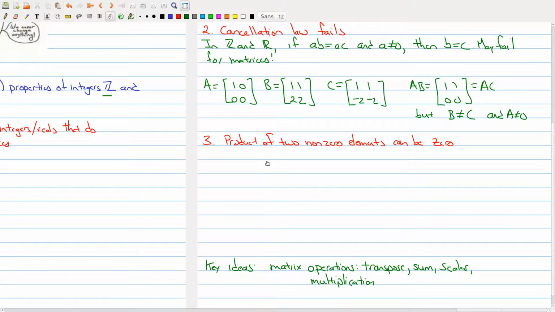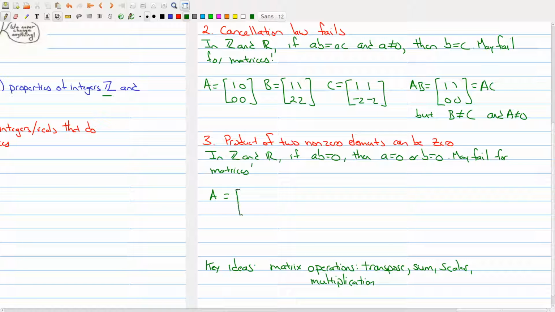And finally, there's another property that you're used to using, and you probably use it all the time in calculus, which is the fact that if two things multiply to 0, one of them has to be 0. So in the integers and the real numbers, if A times B equals 0, then A equals 0 or B equals 0. That's something you're used to using all the time. But this is a property that may fail for matrices. And let me give you an example of that.